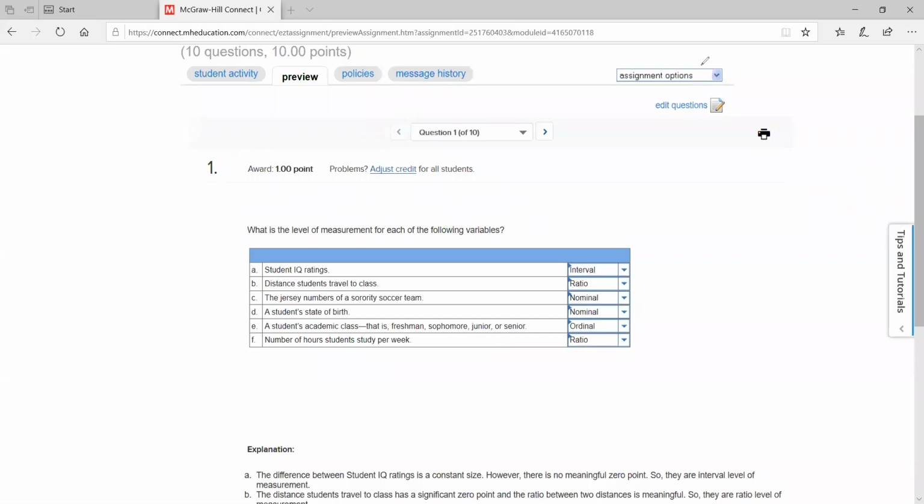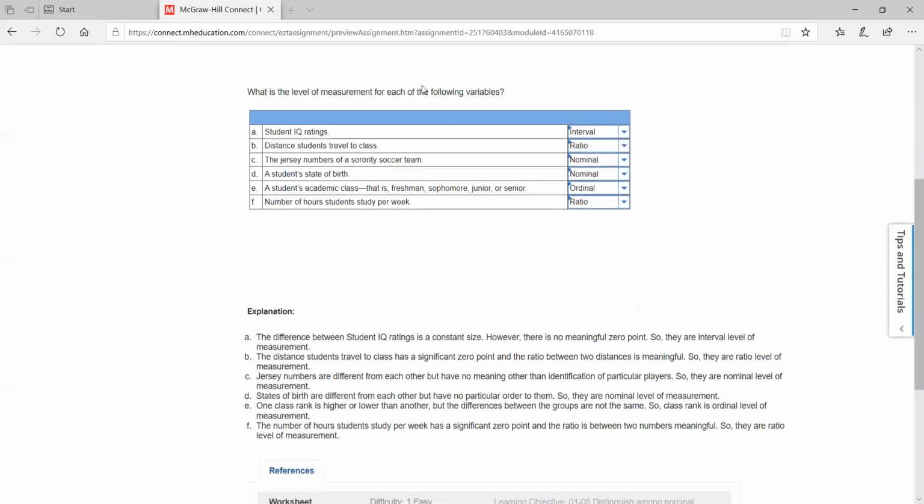All right, let's check out your Chapter 1 homework in statistics. This is problem number 1. In problem number 1, they just want you to identify what they call the level of measurement. As the first step, we've got student IQ ratings.